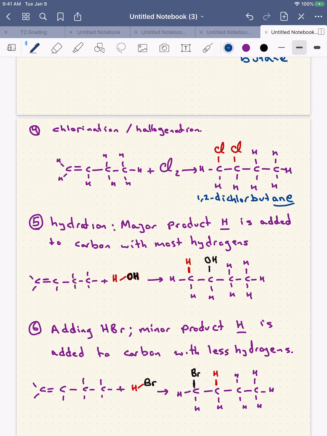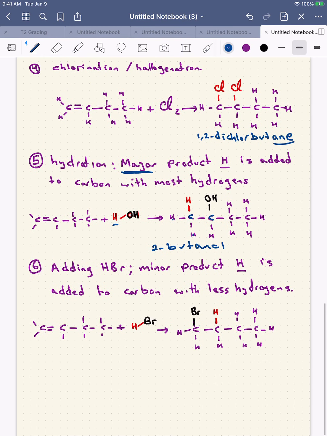For hydration, you have 2 possible products. You could have major and minor. They challenge us on major. So the hydrogen part of H2O should go to the carbon with more hydrogen. And that's why I added it to the first carbon, because the first carbon had 2 hydrogens compared to the second one. This is what you produce. OH goes on the second carbon, so it's 2-butanol or butanol. And this is an alcohol, so hydration.